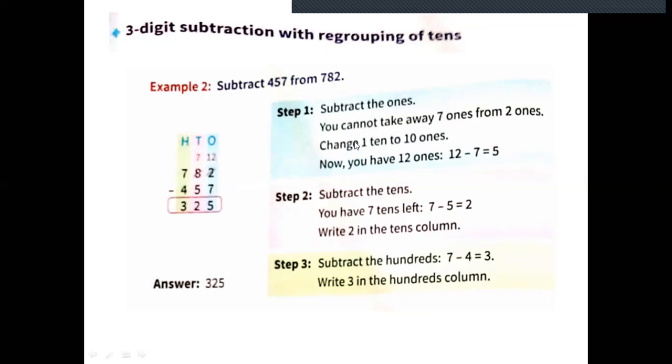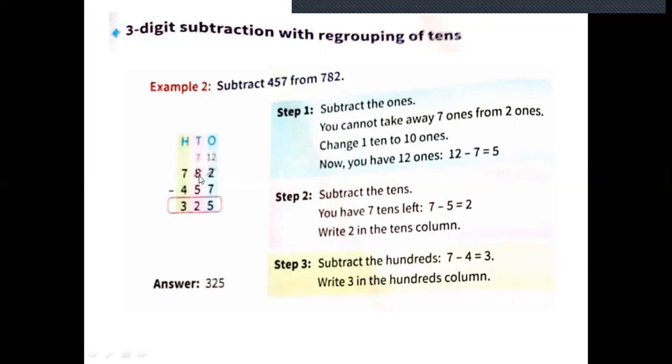You cannot take. So what you have to do is borrow. You have to borrow 1 tens from the tens place and put it in the ones place, and you have to minus 1 tens. Okay. Change 1 tens to 10 ones. So what will it become? 2, when you add 10 to this, it will become 12.